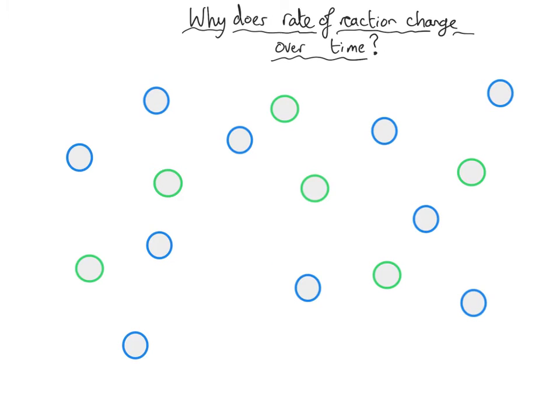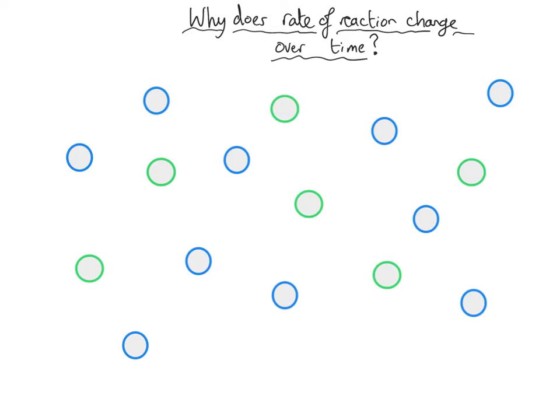Let's explore now why the rate of a chemical reaction changes over time. So here we've got two reactants. We've got the blue particles and we've got some green particles, and they're all moving around together in a reaction mixture. Now, at the beginning of the reaction, when the particles collide together, they are going to react. And once they react, these reactant particles are used up. So let's collide a blue particle and a green particle together.